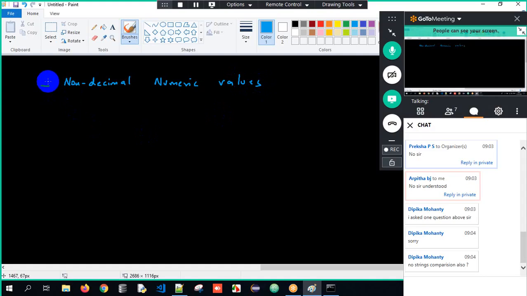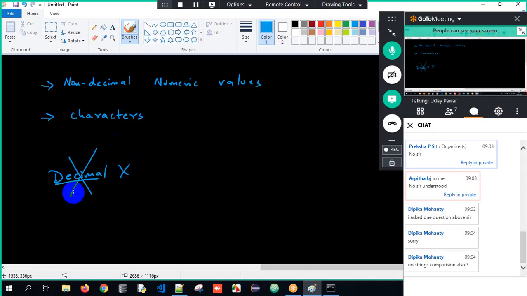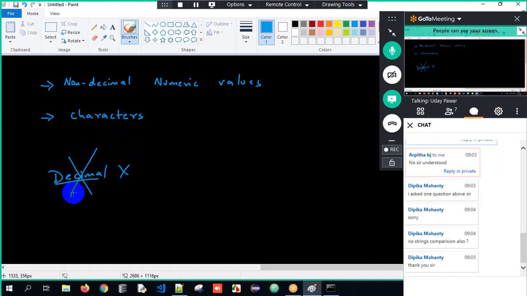And you can also compare characters, but decimal values cannot be compared over here. Strings can also be compared, but you cannot compare decimal values. This is the one small problem we have with respect to switch case. Apart from that, everything else you can compare in a beautiful manner. So this is all about the entire data here.